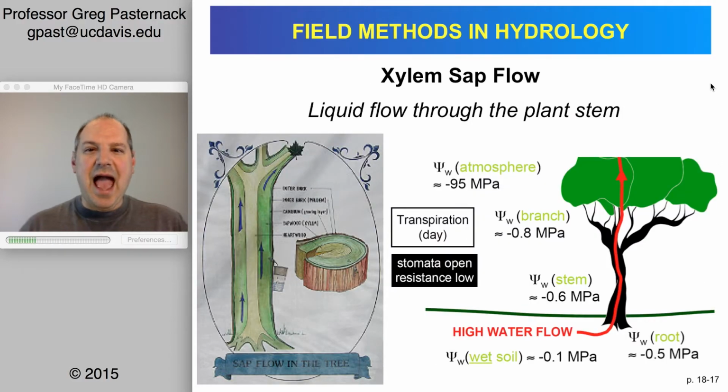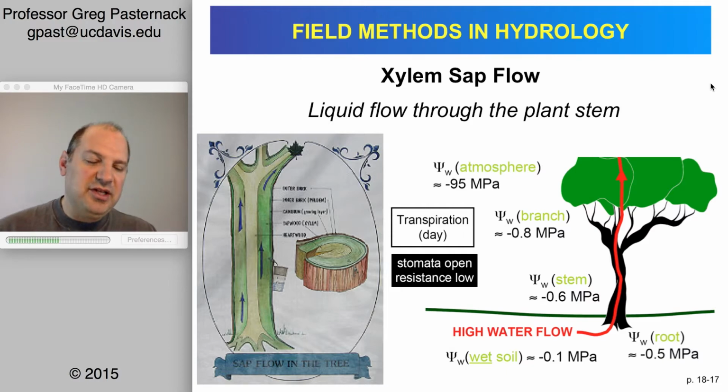Okay, so let's look at the actual process of how this takes place. And now why am I going to this level of detail? Because this is a field methods class. The reason is because this is going to be the field method. And the field method is going to relate to the fact that if you want to measure the flux of water, you have three choices.